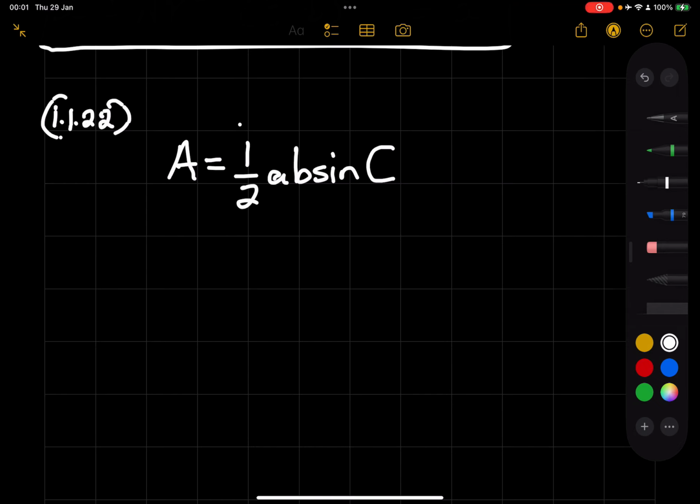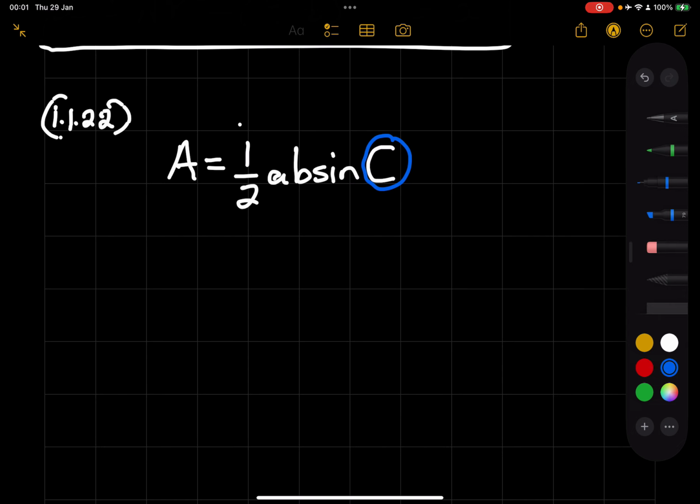In this question, we need to make C the subject of the formula. So let's first understand this formula. This is the area rule for triangles using sine. We plan to isolate C. So we plan to isolate this one at the end to be by itself. And then let's plan to isolate C.